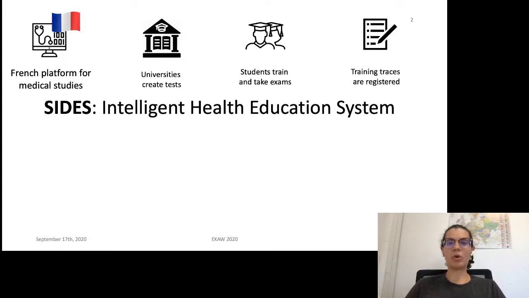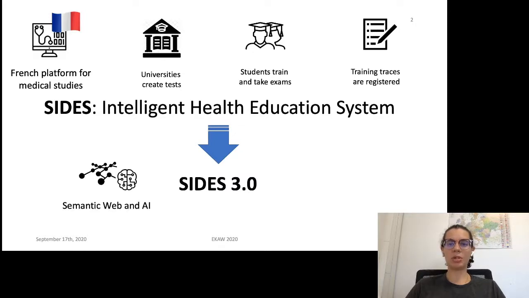Of course, the platform also registers all the learning traces of the students, that are all the records of the tests they took and the answers they gave, with results and timestamps. Our work is collocated in the context of the transition towards a new version of the platform named CIDES 3.0. This new system aims to exploit the technologies and tools offered by semantic web and artificial intelligence to provide students with personalized learning services, such as personalized monitoring, augmented dashboard, and customized learning path.